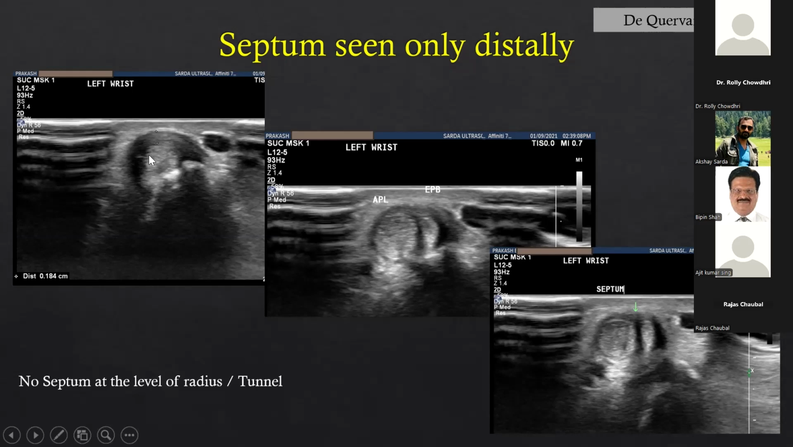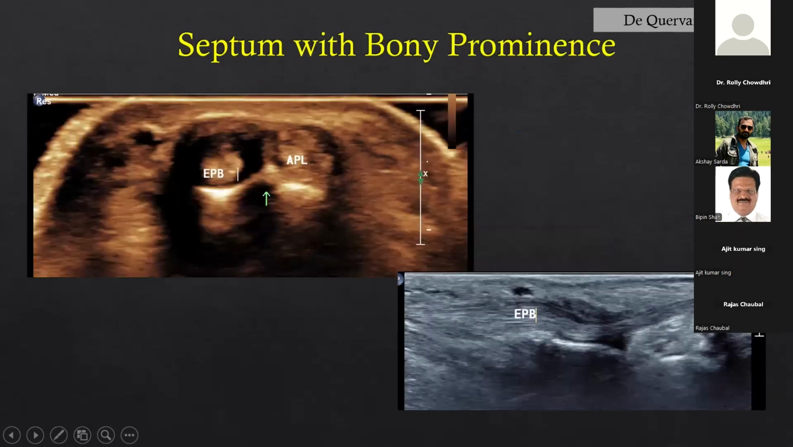As in this case, you can see at the level of the radial styloid there is no septum seen. But as we come more distally, there is a septum seen between the two tendons. So the septum may be present proximally at the level of the tunnel, or it may be present distally.